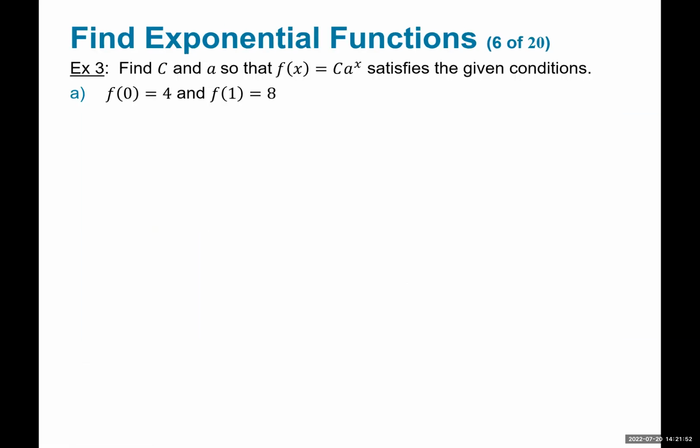Example 3, find C and A so that the conditions can be solved. Well, the initial value is what maps to the 0. So that's our C value. C is 4. And then how do you get from 0 to 1? It's 4 to 8. So that's times 2. So A is equal to 2. So it should be 4, 2 to the x.